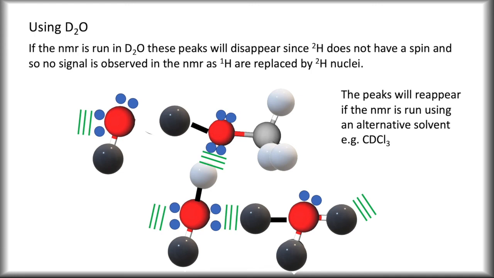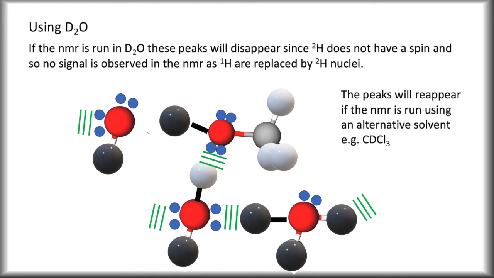They will reappear again if we run the NMR in a solvent like CDCl3, which doesn't hydrogen bond. So that's quite useful. We can run the NMR in D2O and we won't see a peak. We run the NMR again in CDCl3 and we do see a peak. We know that that peak is due to hydrogen being bonded to an oxygen or a nitrogen.